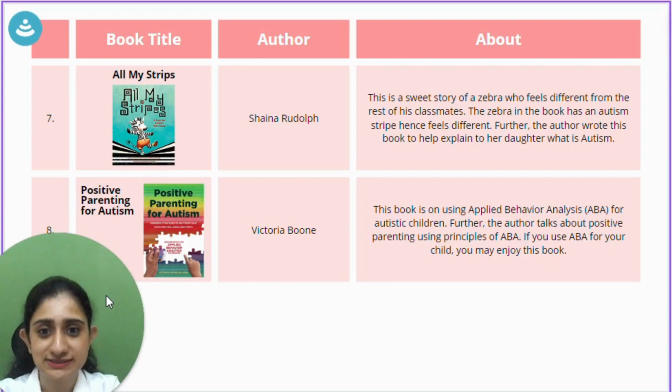The next book is titled Positive Parenting for Autism by Victoria Boone. This book is on using applied behavioral analysis for autistic children. Further, the author talks about positive parenting using principles of ABA. So if you use ABA for your child, you may enjoy this book.